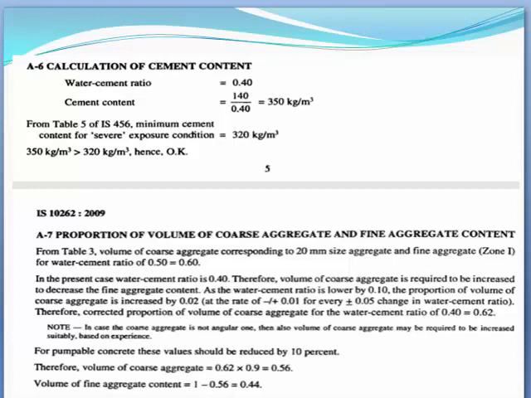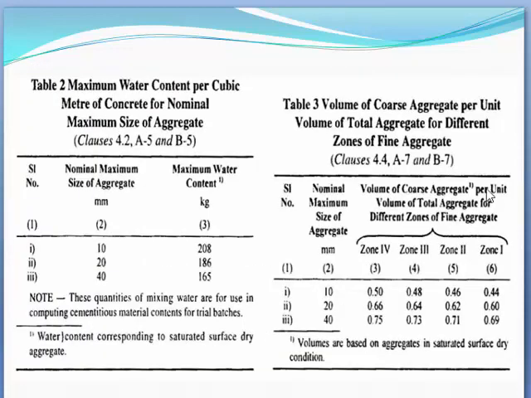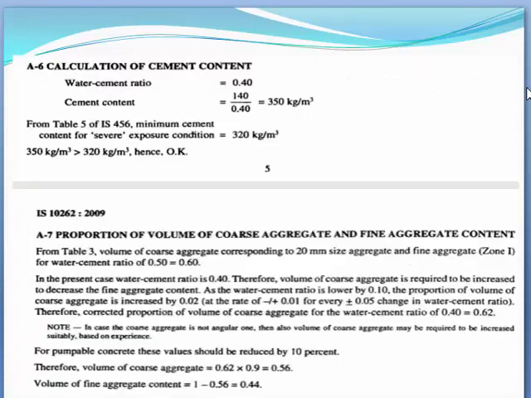Now we will refer to the table. This is the table, right? Table 3, and you can see 20 mm aggregate, zone 1. The value is 0.60. So 0.60 is the value as we have taken in this question. But this value is for the water cement ratio 0.50. Why am I stating this?